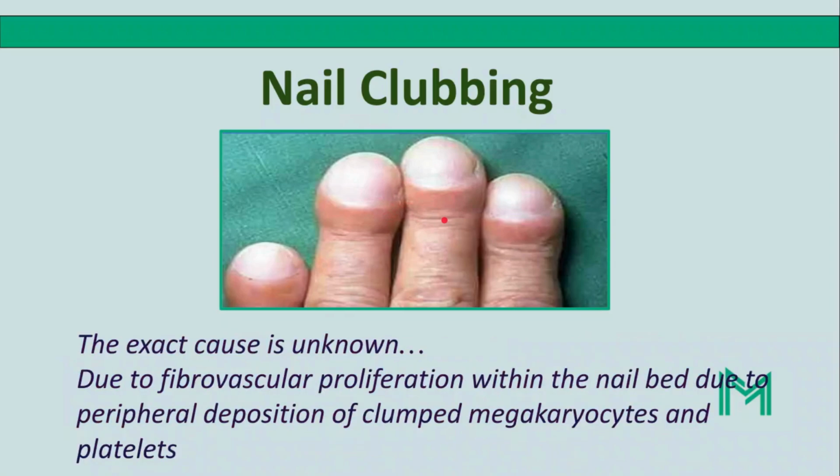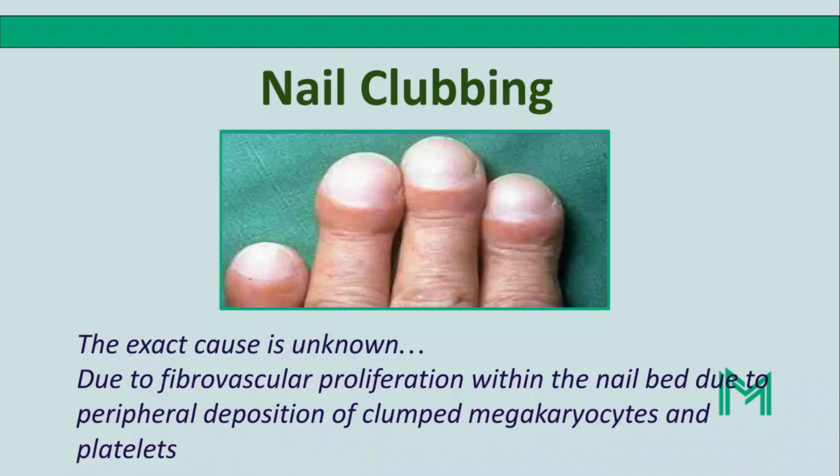The exact cause really is unknown, but it is postulated that there is fibrovascular proliferation within the nail bed due to peripheral deposition of clumped megakaryocytes and platelets. So the reason we have this bulbous swelling is fibrovascular proliferation within the nail bed because of the deposition of clumped megakaryocytes and platelets. That's what's postulated as the cause of nail clubbing. Other causes and various hypotheses have also been stated, but the exact cause really is unknown.